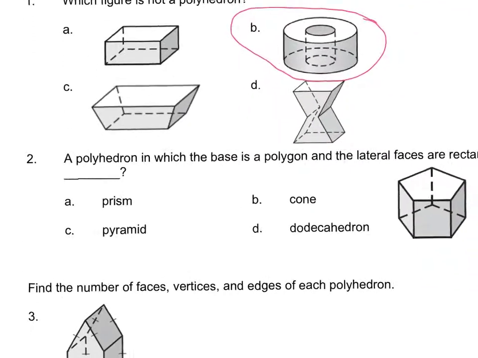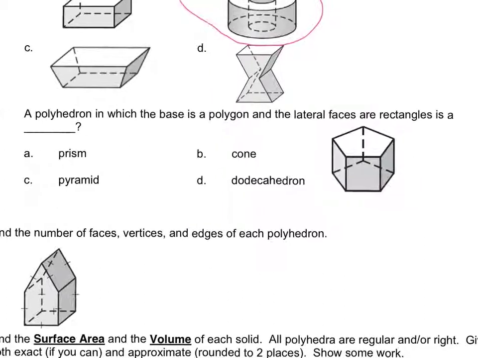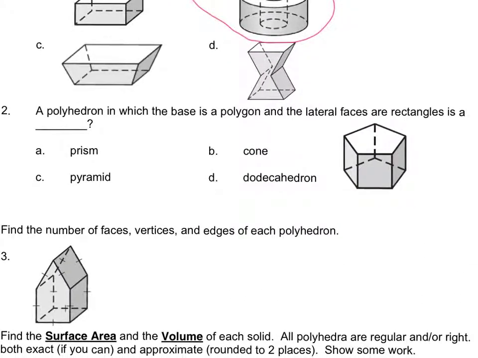Alright, number 2, a polyhedron in which the base is a polygon and the lateral faces are rectangles is a blank. And luckily you have a nice picture to go along with that on the test. Maybe there will be that, maybe not. Should be able to identify it just by the description. So the base is some kind of polygon. It could be a triangle, a rectangle, a pentagon, a hexagon, whatever. And the lateral faces are rectangles. And so that is known as a prism.